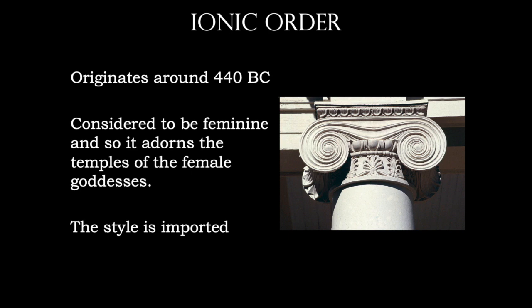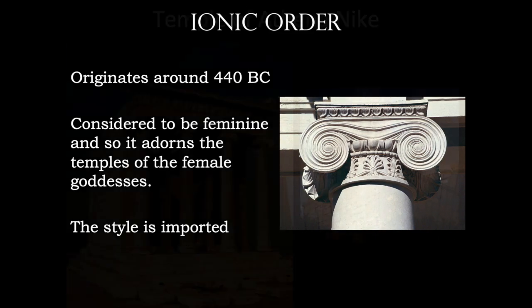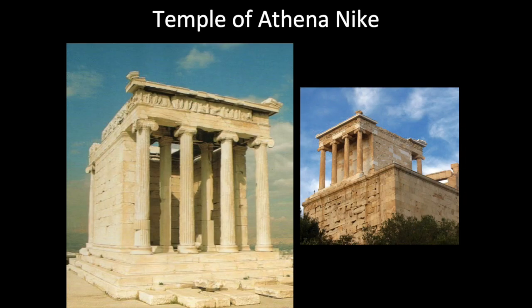And it is identified by the two scrolls on either side, and these are officially called volutes. The temple of Athena Nike would be one of the temples to the goddesses where we would see the Ionic order.